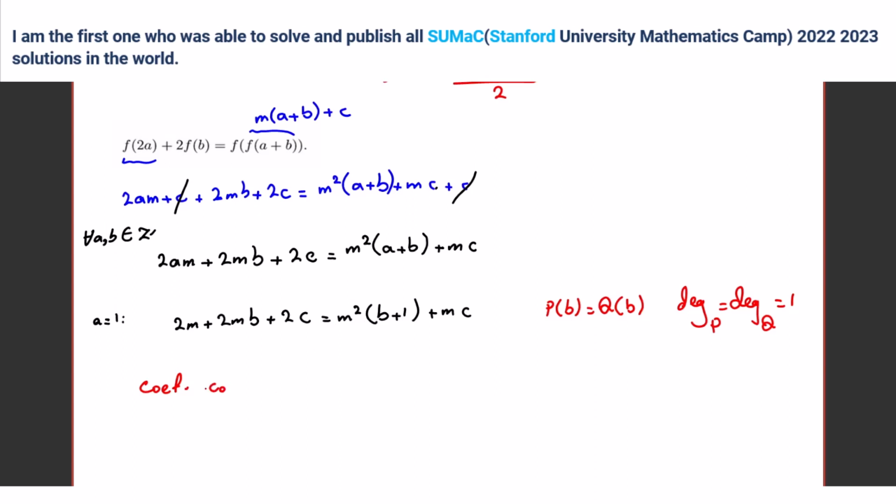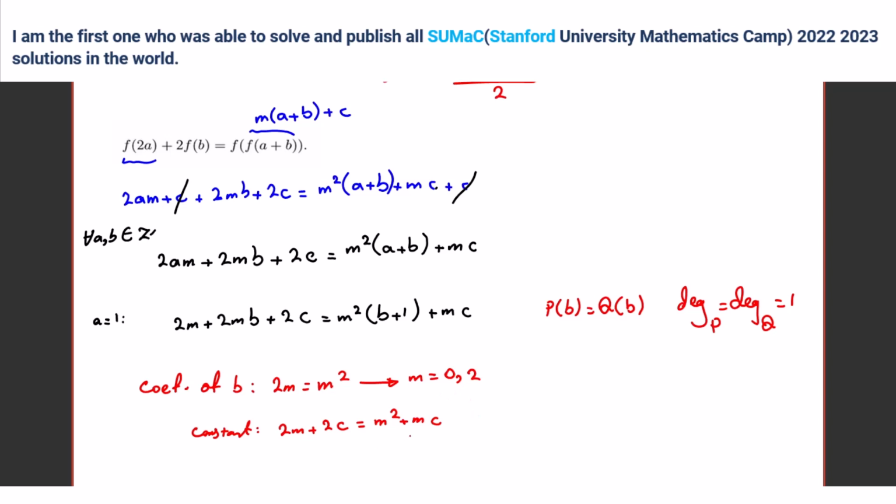Let's consider the coefficient of b first. What is it on the left hand side? 2m. On the right hand side, m squared. What about the constant term? On the left, 2m plus 2c. On the right, m squared plus mc. So from here, what can we conclude? m equals 0 or 2.